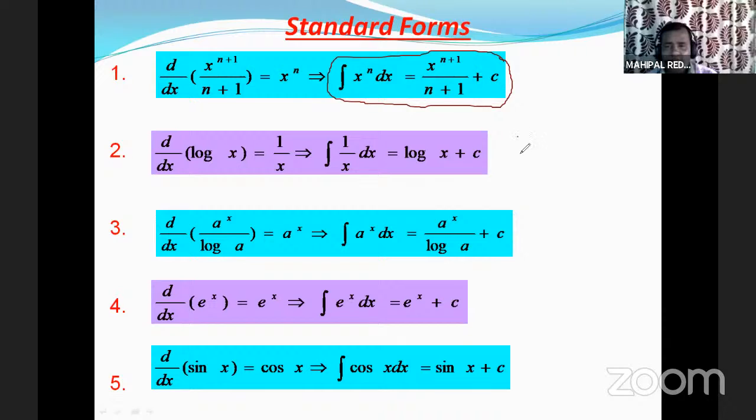Children, these are all important formulas. The integration of 1 by x is log x. Integration of a power x is a power x by log a. Integration of e power x equals e power x. Integration of cos x equals sin x.